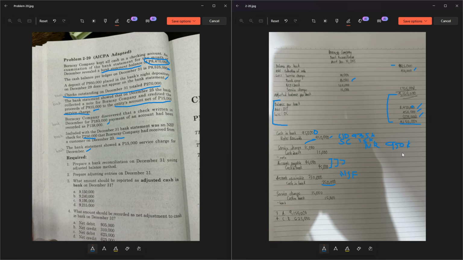So, ibabawas mo lang yung adjusted bank balance, which is 9,150,000, doon sa unadjusted balance per bank mo na 8,470,000 para makuha mo yung... mali. Doon sa 852 pala. 8,525,000 para makuha mo yung net adjustment to cash in bank on December 31.